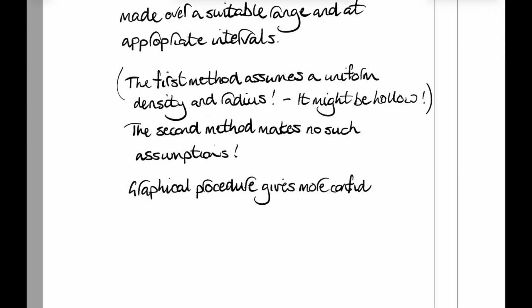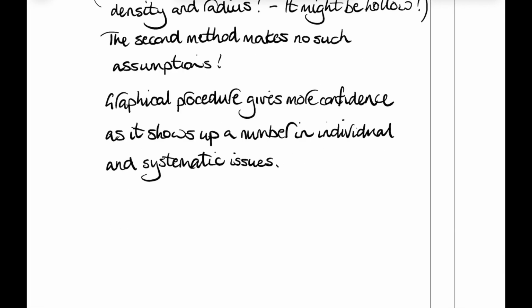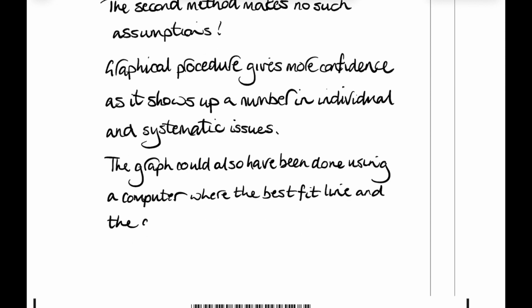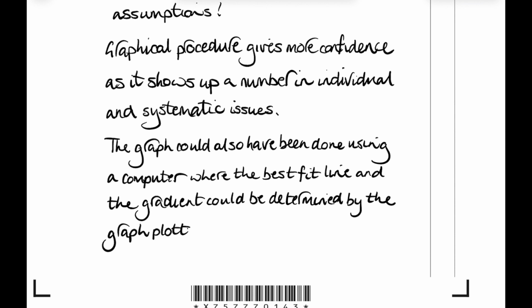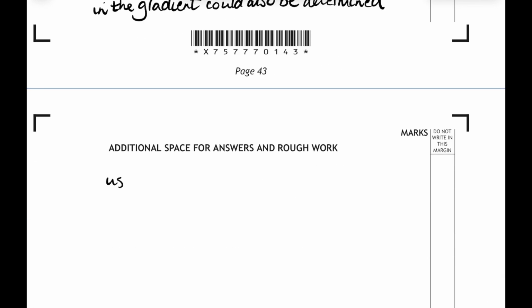A graphical procedure will give you more confidence as it shows up a number of individual and systematic issues. And because you've all been back doing your projects again this year, then the graph could also have been done using a computer, where the best fit line and the gradient could have been determined by the graph plotting software, and the uncertainty in the gradient could also be determined.